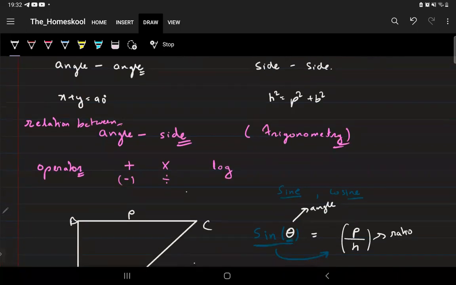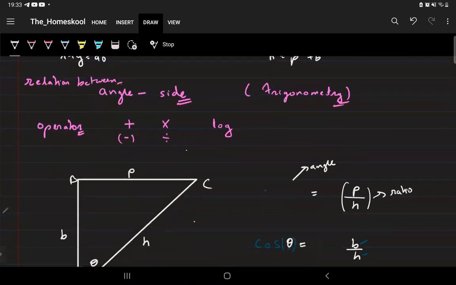Same as plus, minus, log. I hope all of you know log, right? Yes or no? All of us know log now, right? Both homeschool 1 and homeschool 2 know log now.